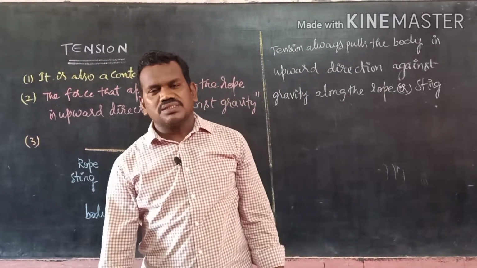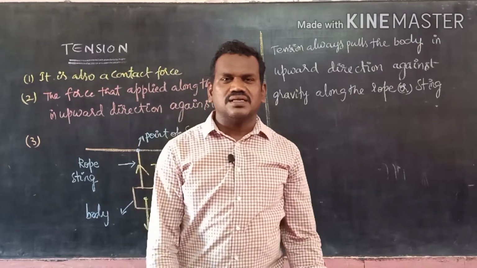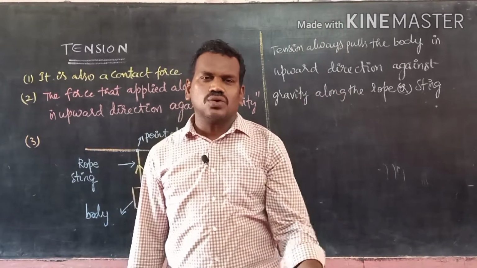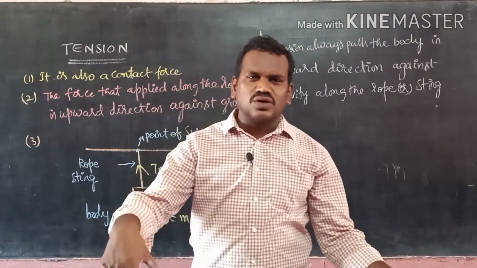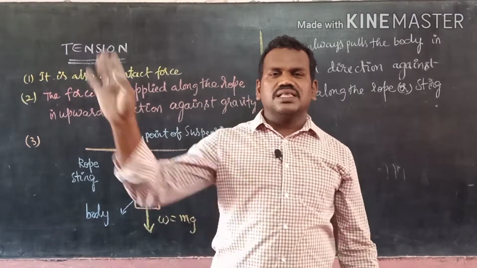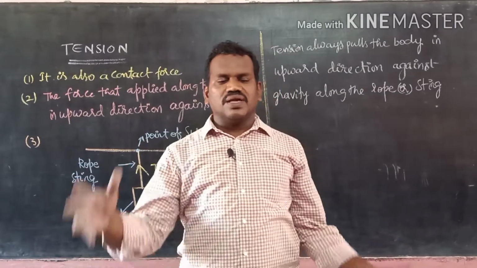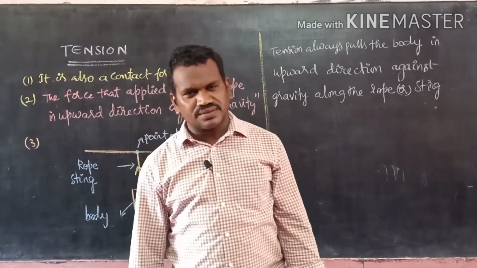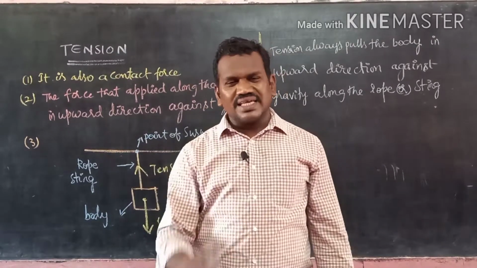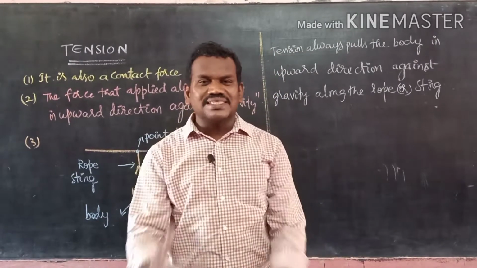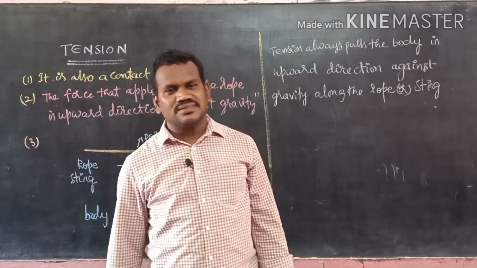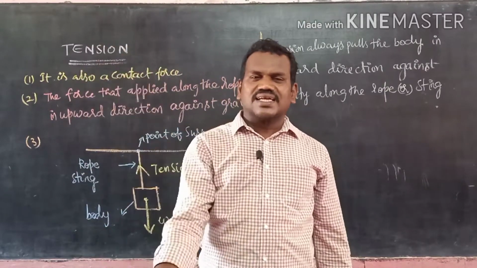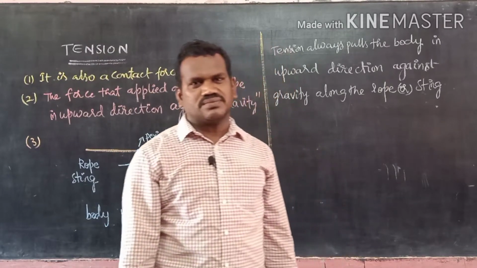For example, some painters are there. They apply paint by hanging a rope and sitting on the rope, and then they paint. One person will throw that rope in the downward direction. In the case of the crane, if the rope is cut, what happens? The object falls exactly in the downward direction.